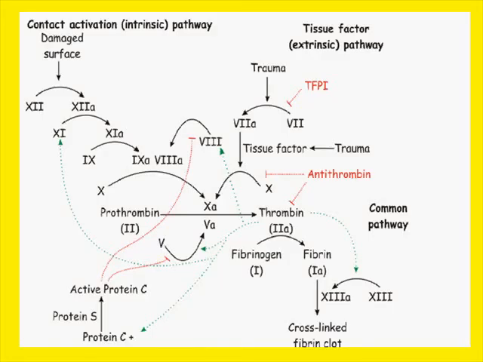I warned you I'd be bringing this back, and I just wanted to remind you again about the triggering of coagulation from both the intrinsic side as well as the extrinsic side of the equation, going from 12 to 11 to 9 to 10 on the intrinsic side, and on the extrinsic side, tissue factor triggering off 7 to become 7A, and that acts directly then on 10 to become 10A. And you know what happens after that?